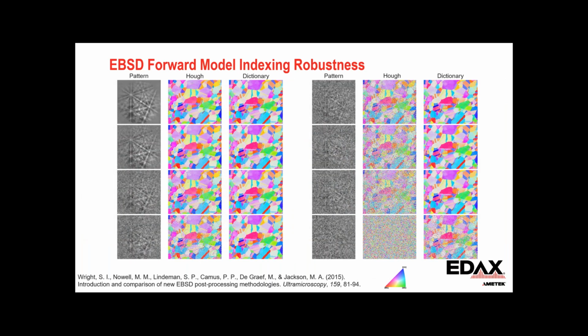Here's another example with a known ground truth. This is a nickel sample showing basically the same region scanned with higher and higher camera gain. You can see that the pattern quality gets worse and worse. As the pattern quality degrades, so does the Hough indexing quality, while the dictionary result is robust up until the very highest noise levels. For this one, we know that the answer is correct, so we can have even that extra confidence that we're getting the correct solution instead of just a solution.